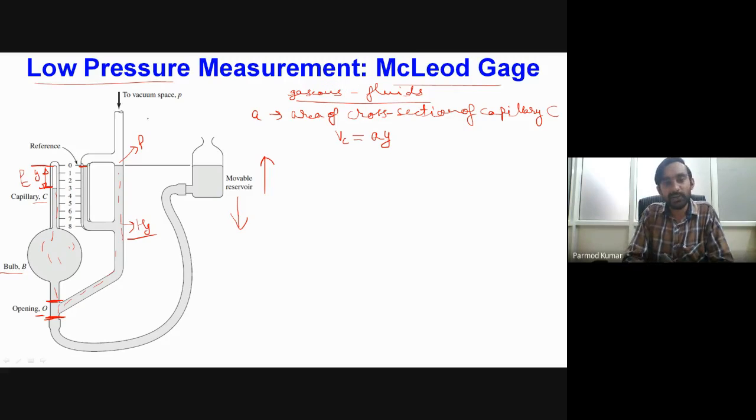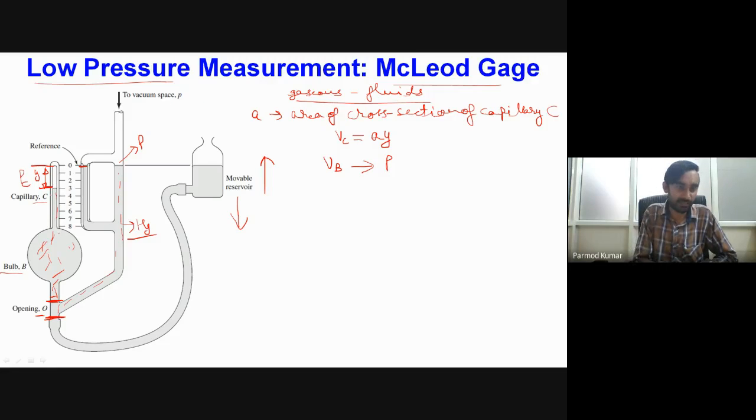If you look at the initial volume of this gas, when we lowered the movable reservoir, the gas was filling this entire portion. This entire volume is known for an instrument, and let us consider that it is equal to Vb. When the gas was filling this volume, this entire chamber was filled with the medium of the vacuum space, so the pressure in this entire chamber was equal to the vacuum space pressure.